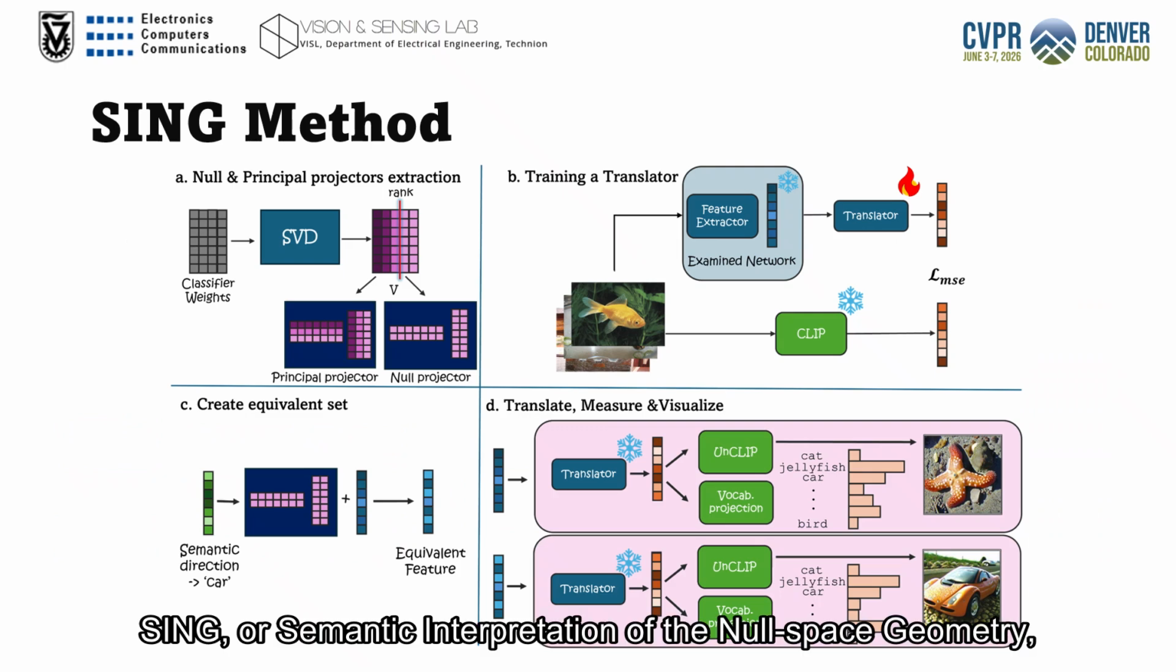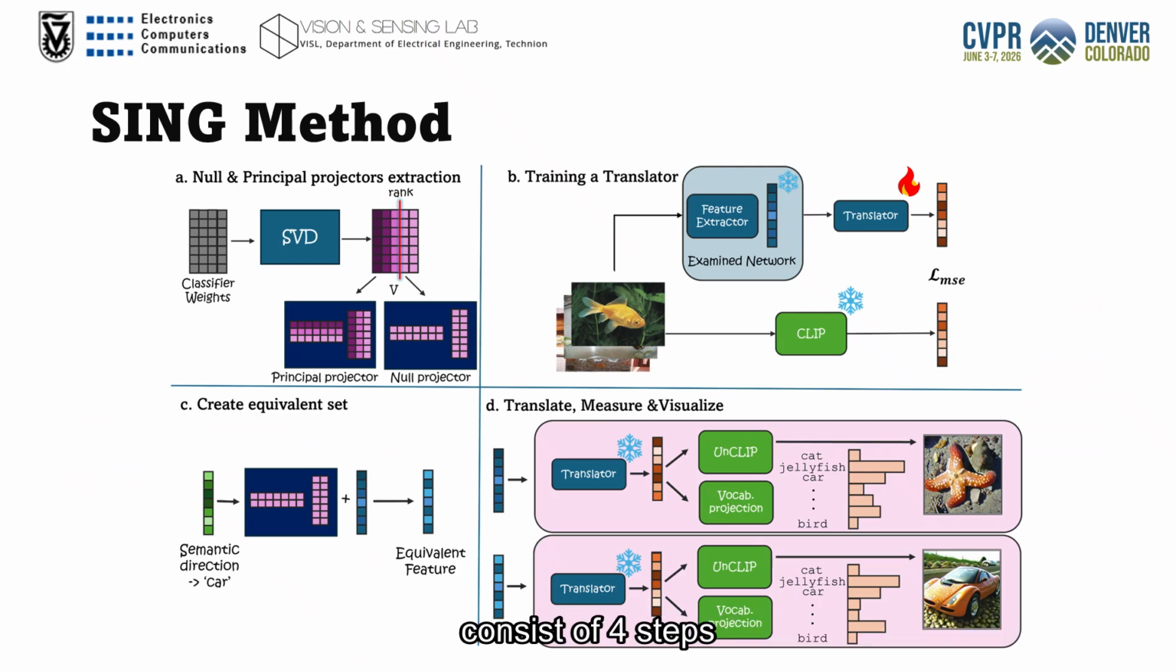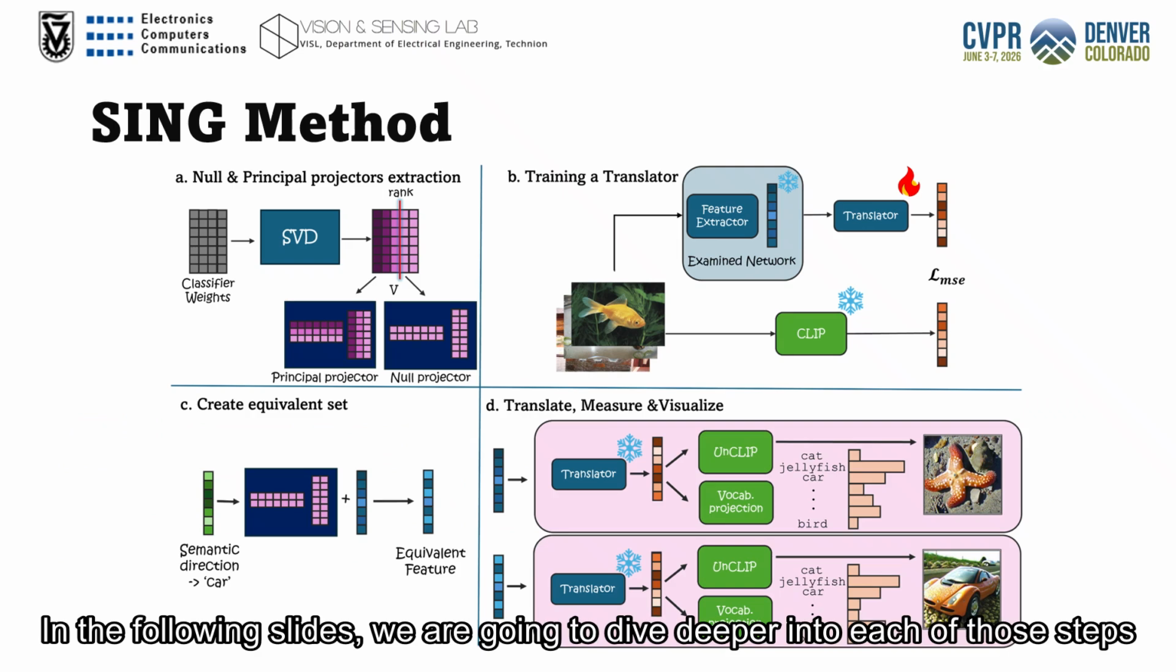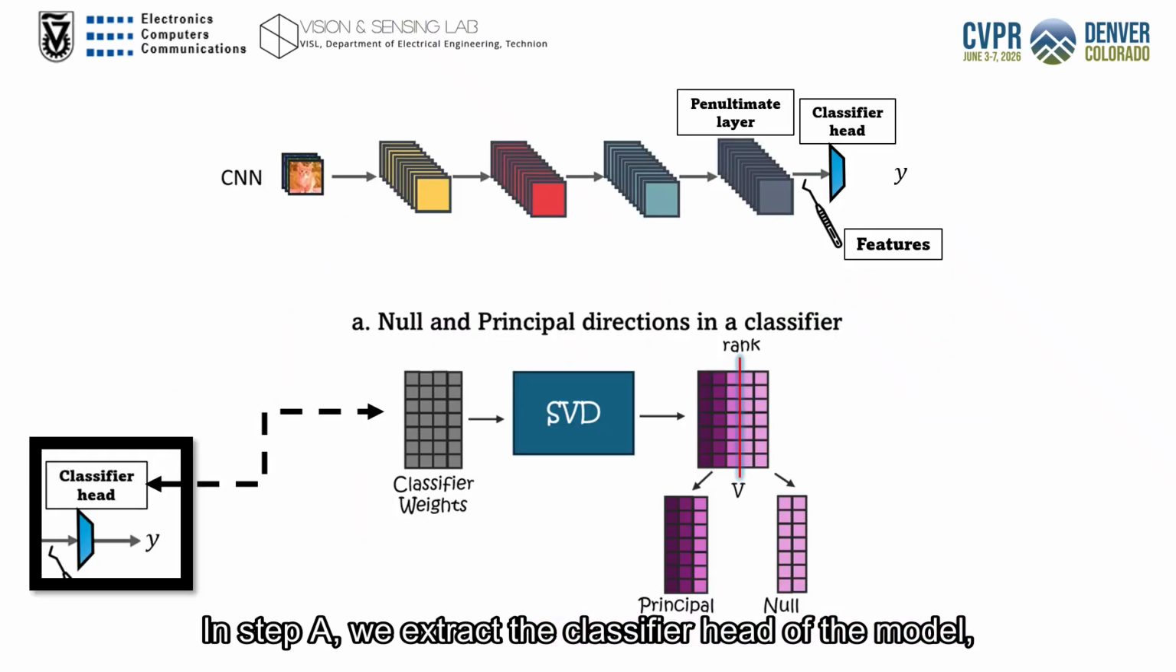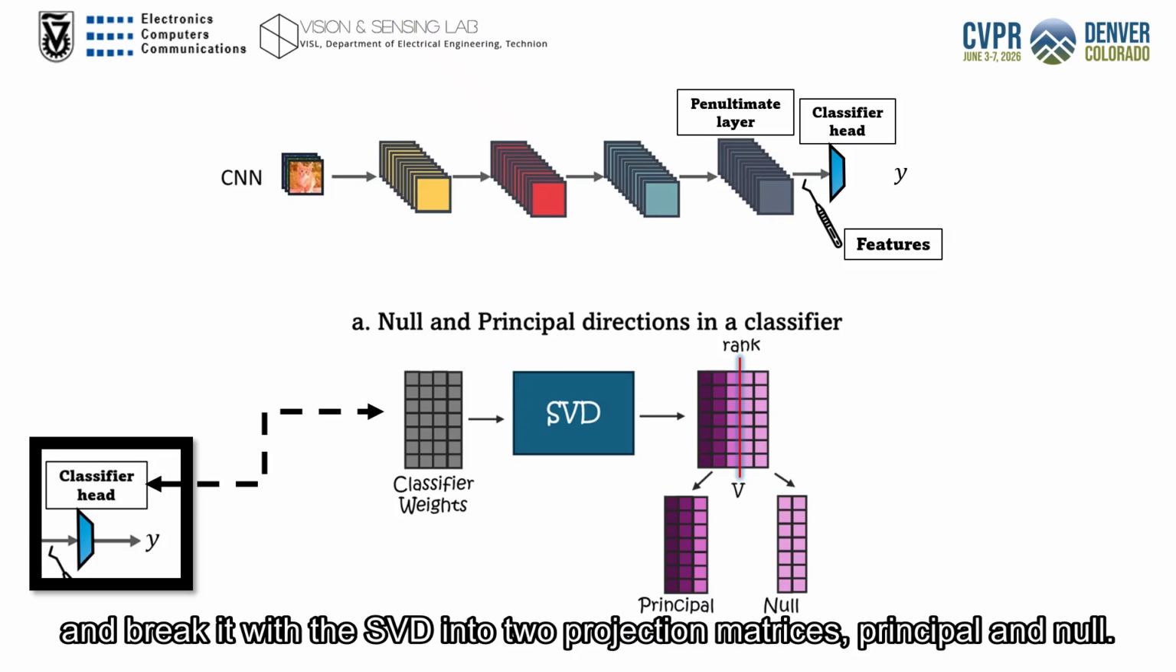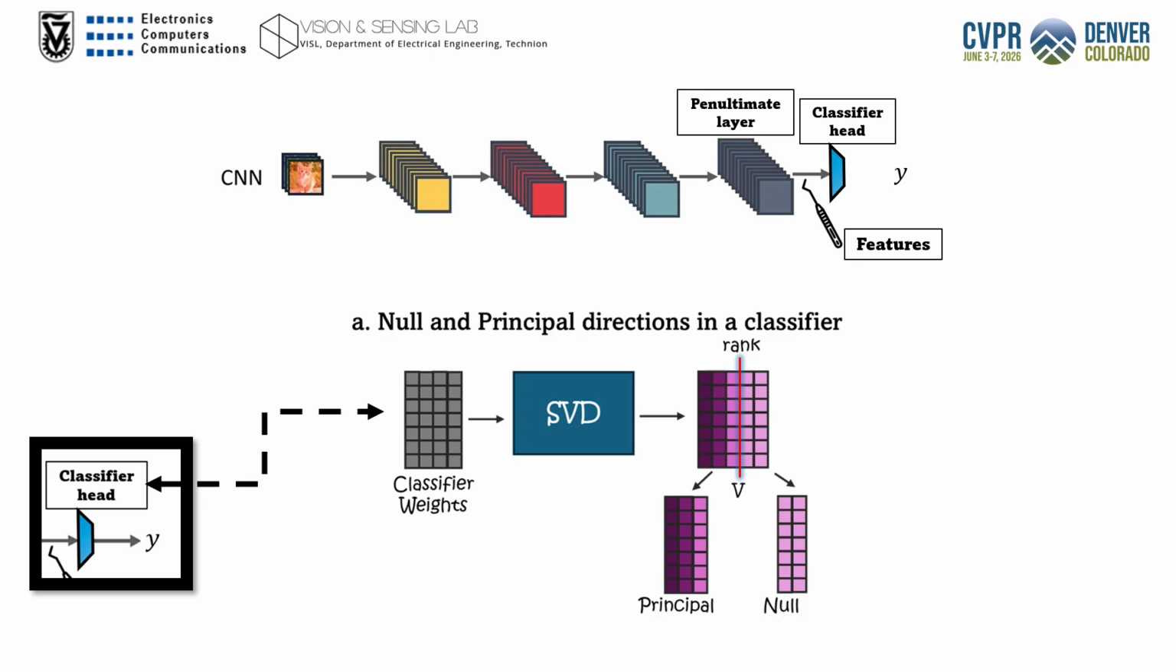SING, or Semantic Interpretation of the Null space Geometry, consists of 4 steps. In the following slides, we're going to dive deeper into each of those steps. In step A, we extract the classifier head of the model, which is usually a linear head, and break it with the SVD into 2 projection matrices, principal and null.